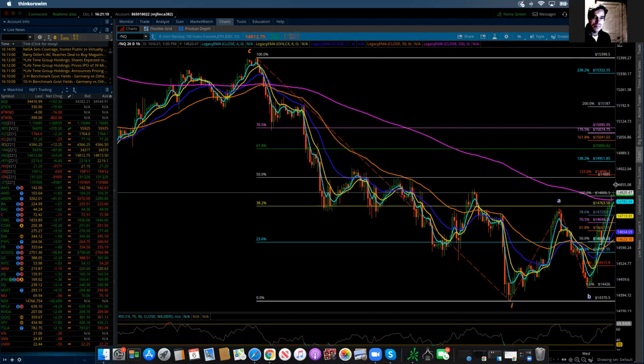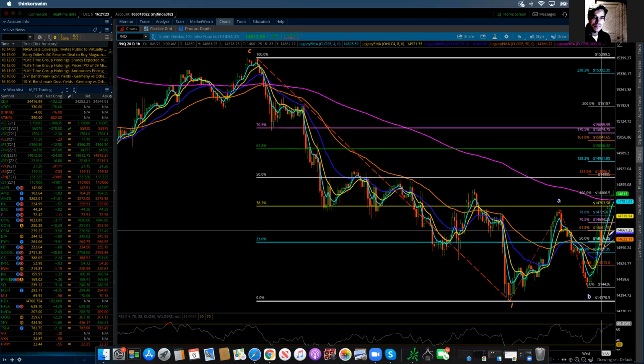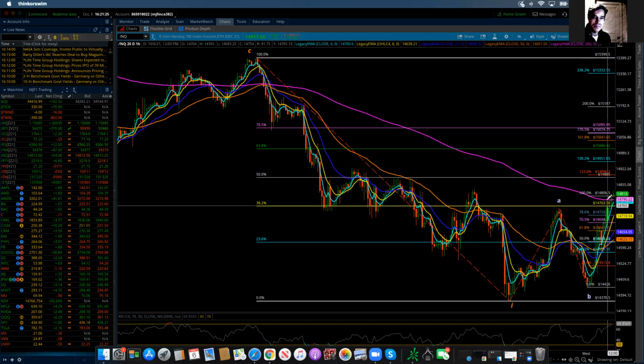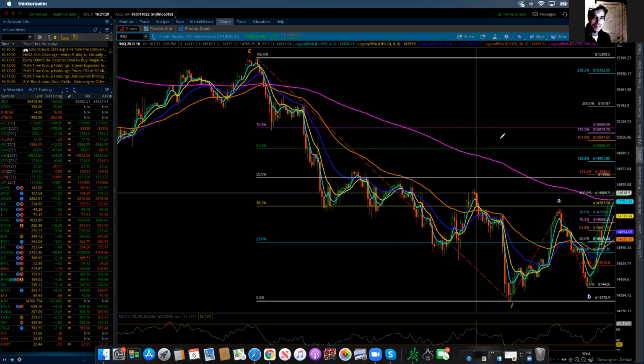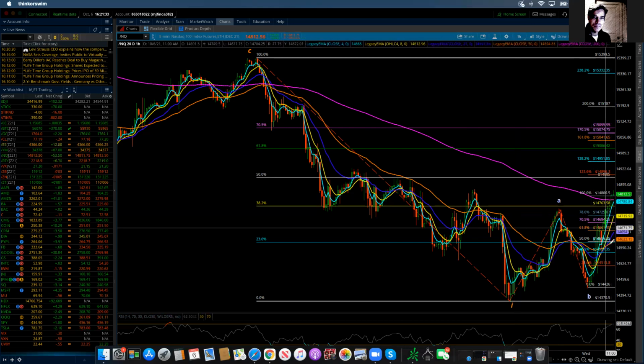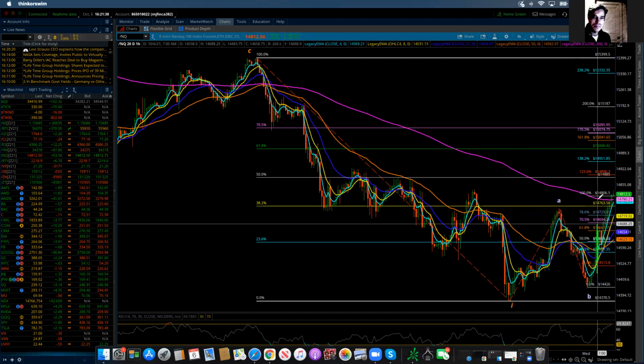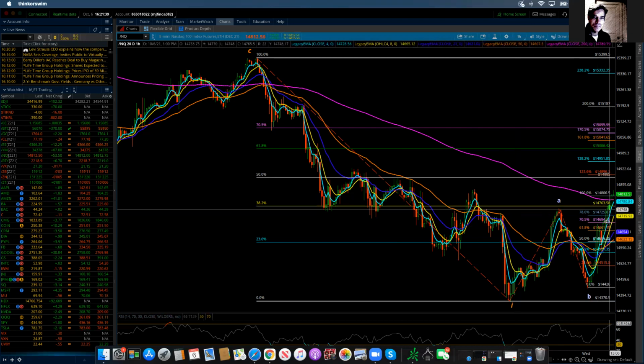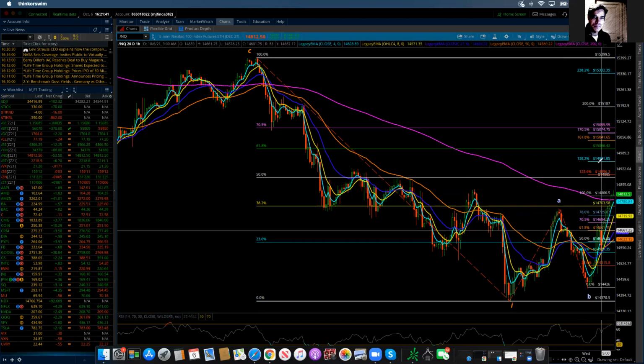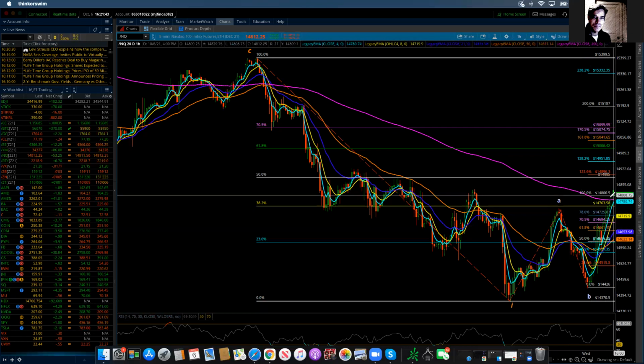If it gets up here, we know that the 4 and the 8 are going to be up there with it. The 20's got a lot of work to get above the 200. So to really turn this whole midterm hourly picture positive, both the 50 and the 20 need to move above the 200. That's a lot of work. It's going to be a lot of upside, and possibly if it got up into here, that would occur.